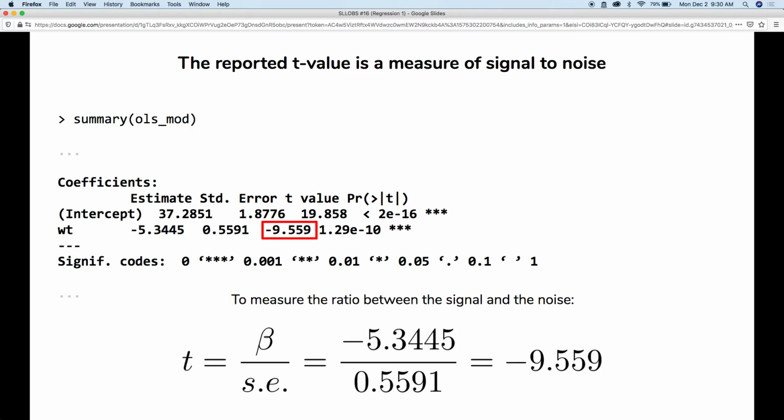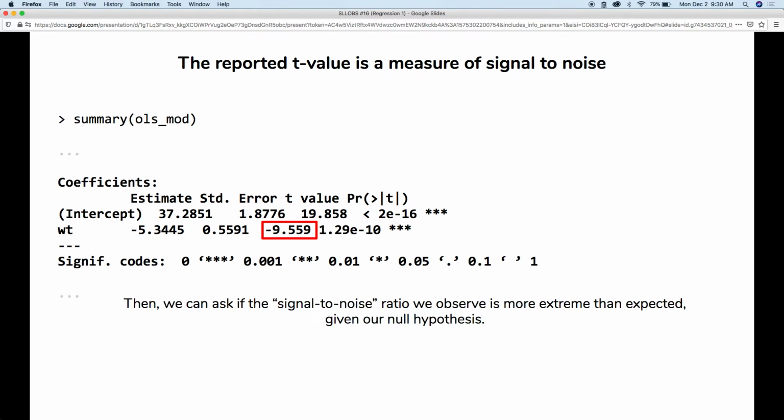Okay, so once we've got a t-value, we've got this basically signal to noise measurement for our slope and our standard error. We next want to test if that slope is actually significant. And we want to essentially ask if the signal to noise ratio we're observing between our slope and standard error is more extreme than we would expect by chance given our null hypothesis. In the case of a simple t-test between two groups, our null hypothesis is that there's no difference between the group means. What's our null hypothesis when we're doing a regression?